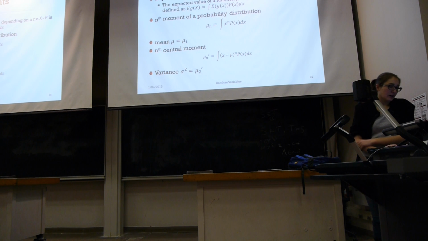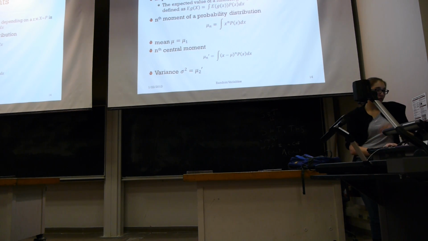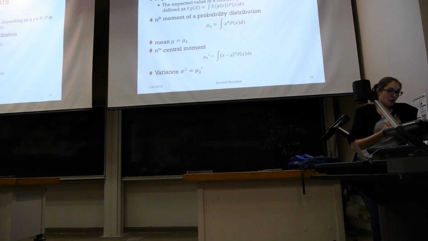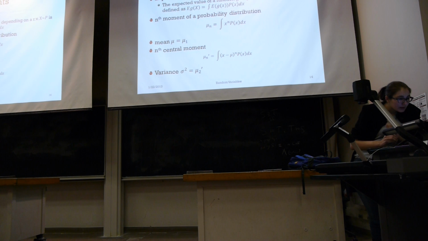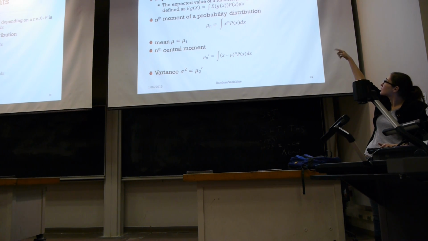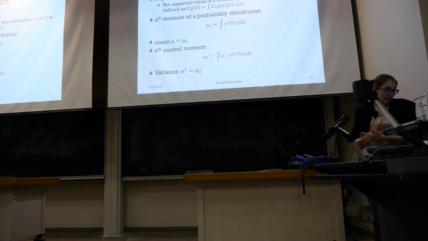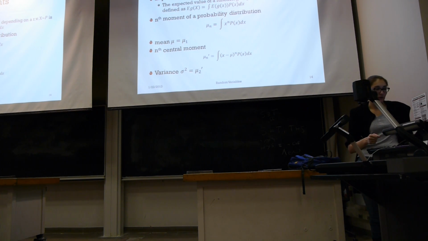Okay. Now I'm going to introduce the notion of expectations and moments. The expected value of a function g, depending on a random variable x, is defined as the integral of g of x over the probability measure of x. And I think there's actually a typo in the slide, so there shouldn't be an e in that top formula, it should just be the integral of g of x, p of x, dx. So the nth moment of a probability distribution is actually the expected value of x to the n.